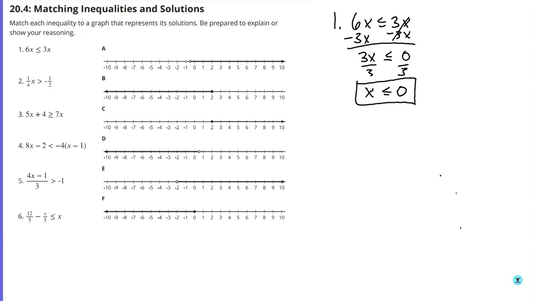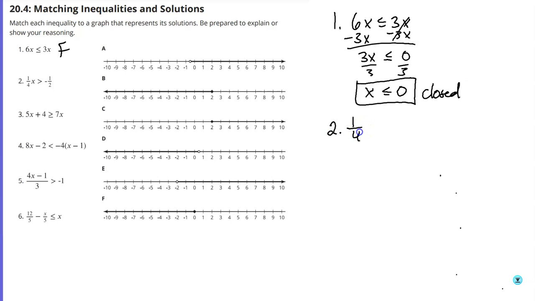So this one should be x is less than or equal to 0. So find the one that is on 0, because that's like the number that I'm using. So the only one that's on 0 is f. Let's make sure it makes sense. Less than or equal to, if it's allowed to be equal to, it should be a closed point on 0, and then it should be everything smaller. Yep, f. Okay. Let's do 2.